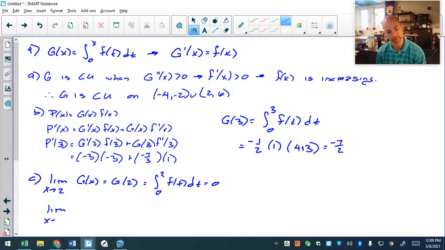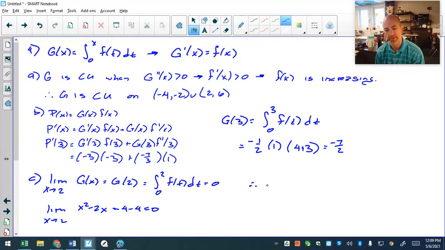I'm going to look at the denominator. Limit as x approaches 2. My denominator is x squared minus 2x, which is 4 minus 4. That is also 0. Therefore, L'Hopital's rule applies. So I can now find the limit.